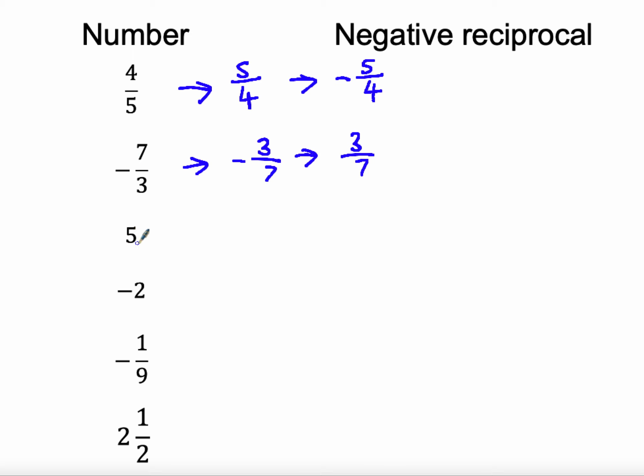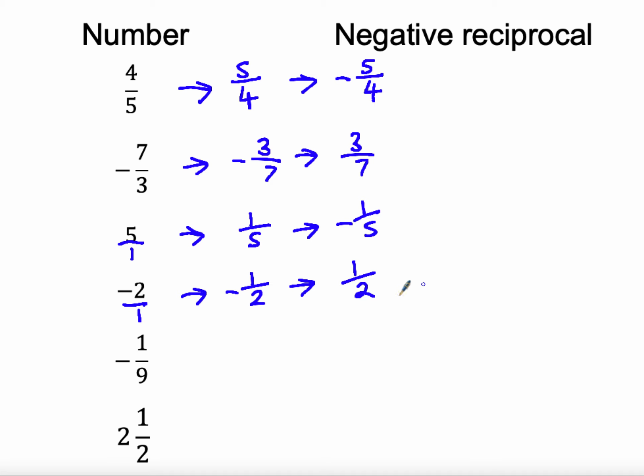This one is not a fraction currently, so I'll just make it a fraction so I can find its reciprocal. So the reciprocal will be 1/5. I'll take the negative version of it. I've got negative 1/5. Similarly, for negative 2, I'll make that a fraction, negative 2/1, and I'll find the reciprocal of it. So I'll flip it upside down, and then I'll take the negative version of something that's already negative, and that'll leave me with a positive, just a half.